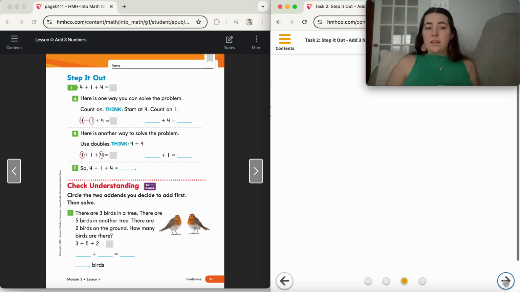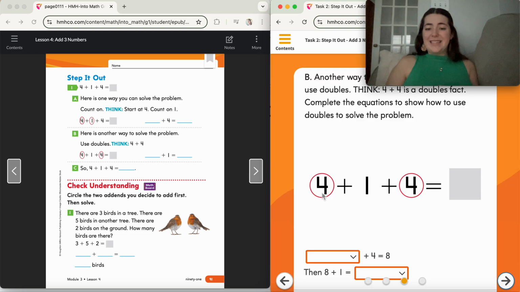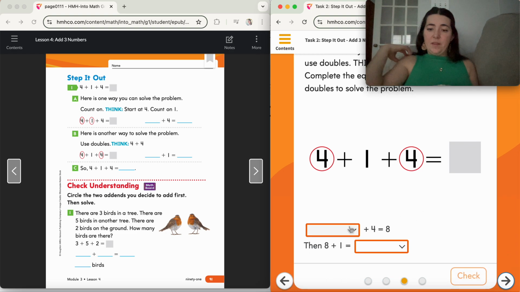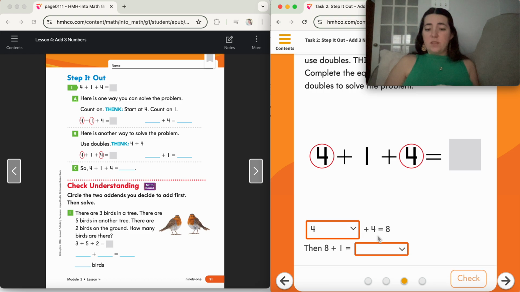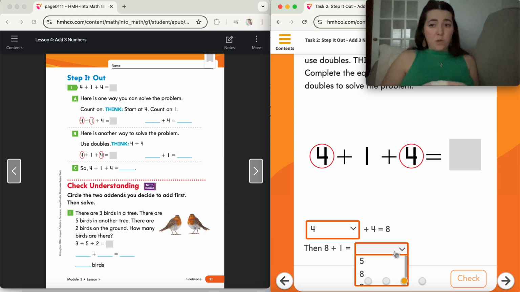Very good. Now I'm going to go down to part B, and this time I'm going to do 4 and 4 and add those together. So 4 plus 4 equals 8. So I'll write an 8 right here. And then 8 plus 1 equals what? What's 1 more than 8? 5, 8, or 9?